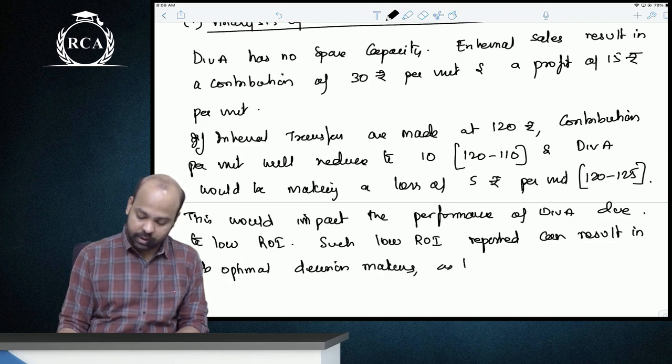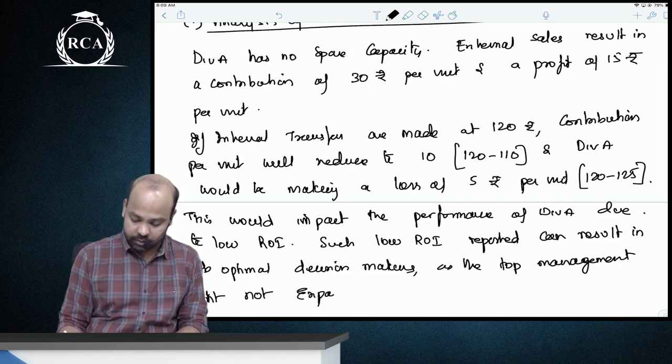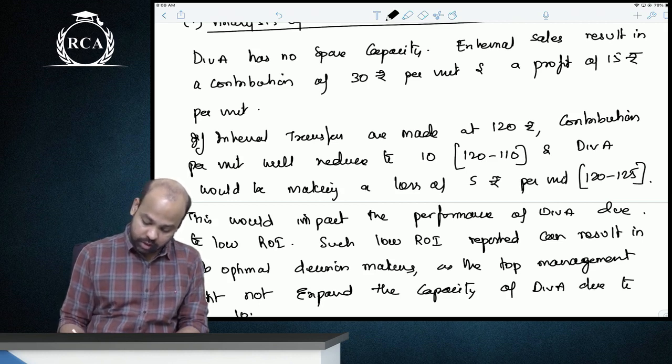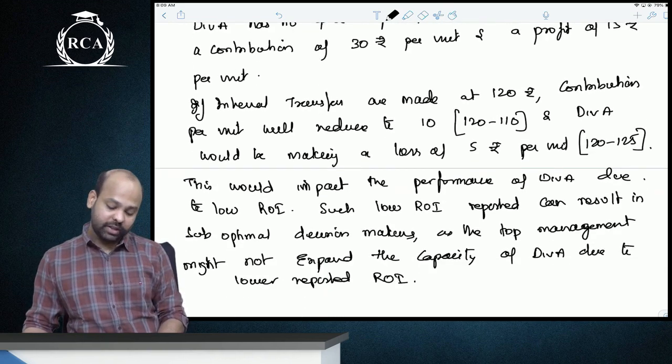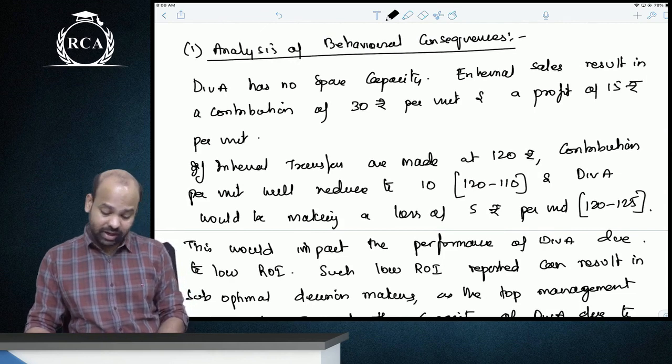As the top management might not expand the capacity of division A due to lower reported ROI. In fact, the ROI is more as such, but because you're reporting it less on account of internal transfers at 120 rupees, this will get impacted.